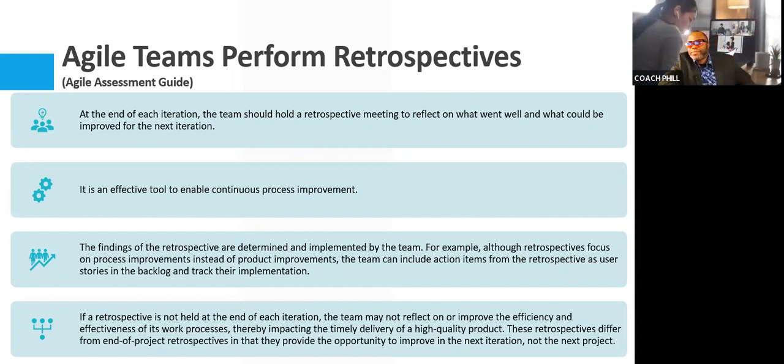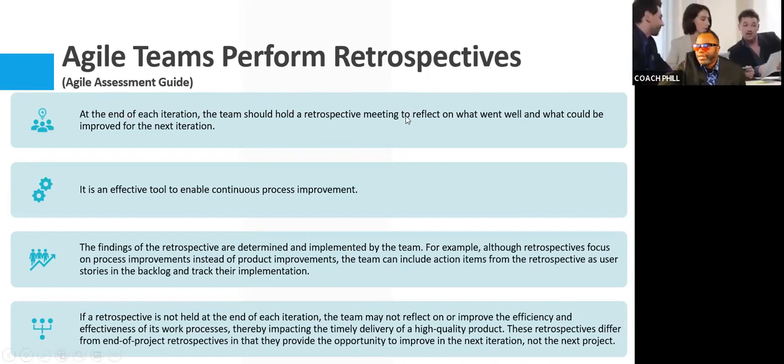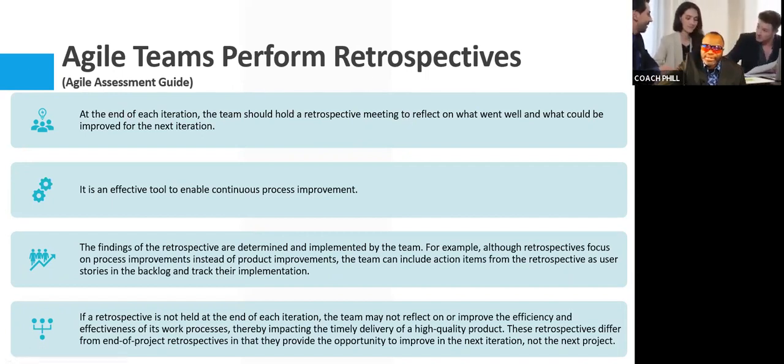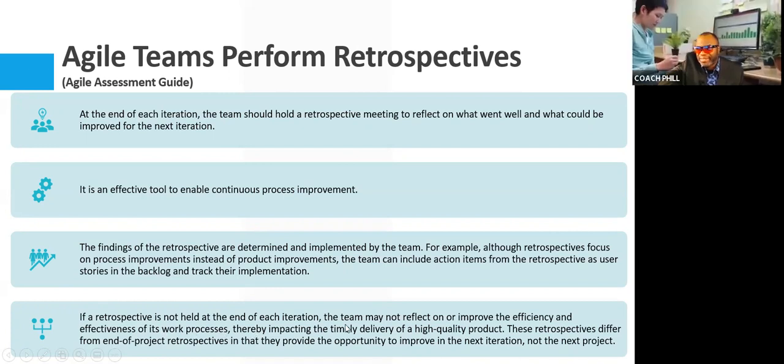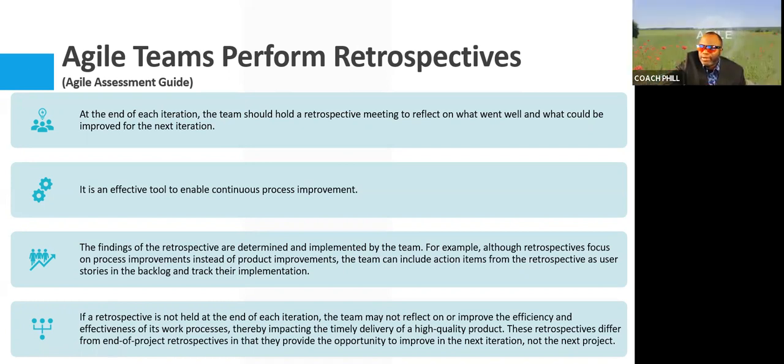So the findings for the retrospective are determined and implemented by the team. For example, although retrospectives focus on process improvement instead of product improvement, the team can include action items from the retrospectives as user stories in the backlog and track the implementation. If a retrospective is not held at the end of each iteration, the team may not reflect on or improve the efficiency and effectiveness of its work processes, thereby impacting the timely delivery of a high quality product. Think about it. If you don't make this a process or a ceremony, whatever you want to call it, it's not going to be done.